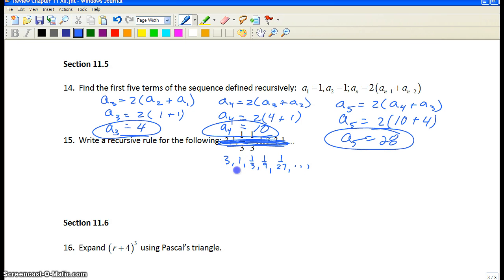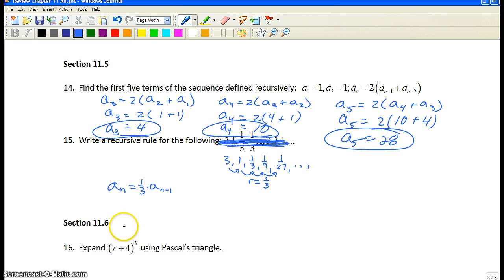Anyways, so to get from 3 to 1, you can either subtract 2 or multiply by 1/3. To get from 1 to 1/3, you multiply by 1/3. To get from 1/3 to 1/9, you multiply by 1/3. To get from 1/9 to 1/27, you multiply by 1/3. So this is going to be a geometric sequence with a rate of 1/3. And if we want to find a term value, we take the previous term of that sequence, and we multiply it by 1/3.